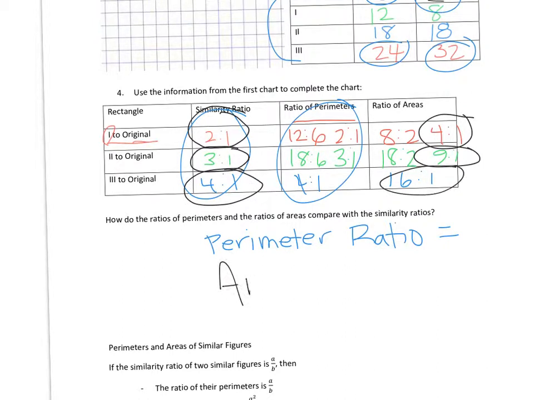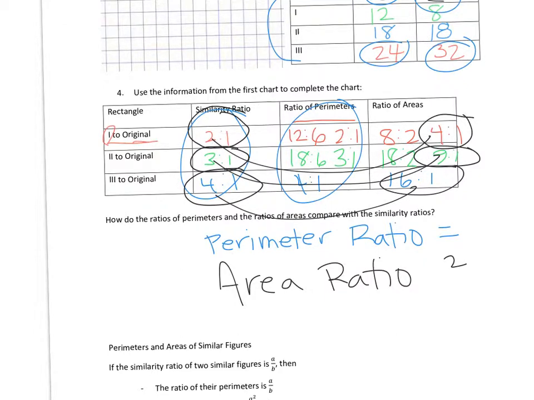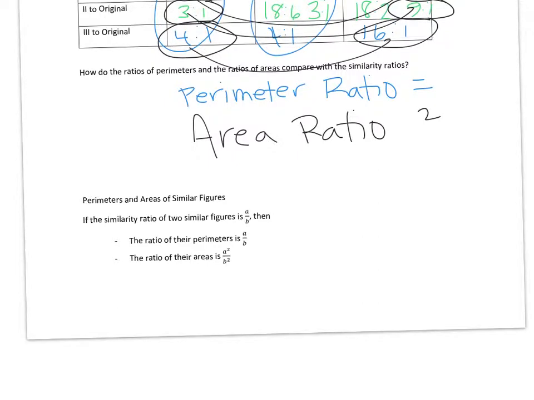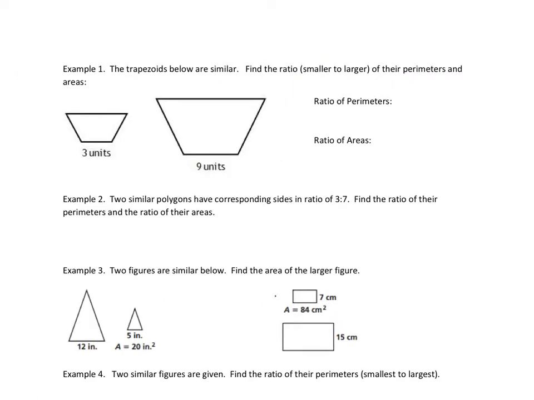So the area ratio is squared. 4 squared is 16, 3 squared is 9, 2 squared is 4. So you have to square the ratio. So the theorem is if the similarity ratio of two figures is A over B, so if this is your fraction A over B, the ratio of the perimeters is A over B. It's the same. The ratio of the areas is squaring them. So you have to square the similarity.